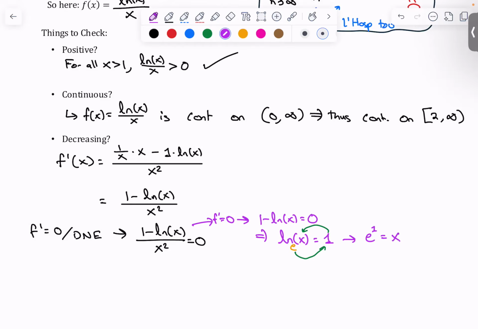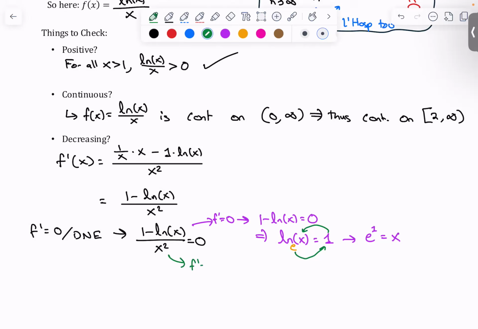The other way to do that, in case you want to see a different way, I'm going to erase this for just a second. I don't recommend this, but you can raise both sides, like e to the ln of x is equal to e to the 1. The e and the ln cancel, leaving us with just an x, and we get the same answer. But this is the more technically correct way, I guess. Is that okay? Any questions on that? We good?